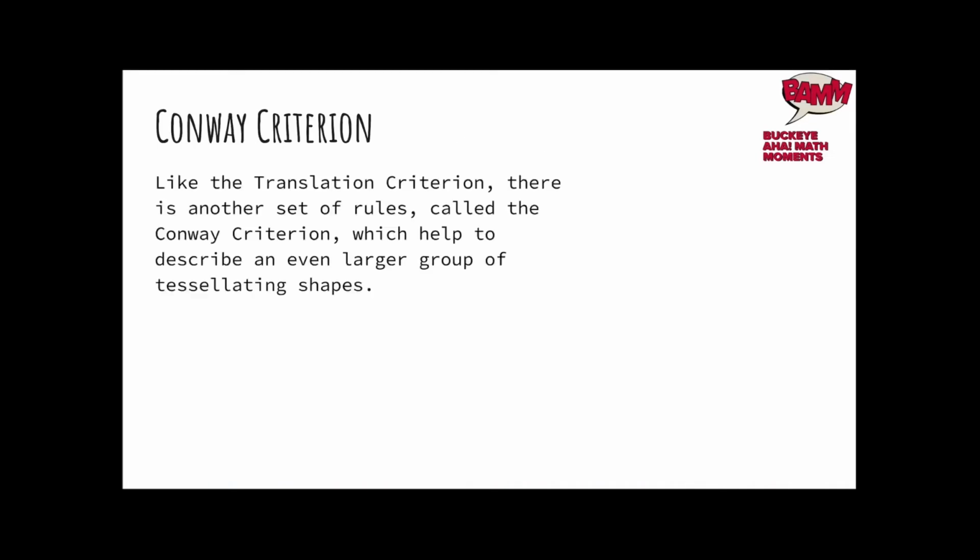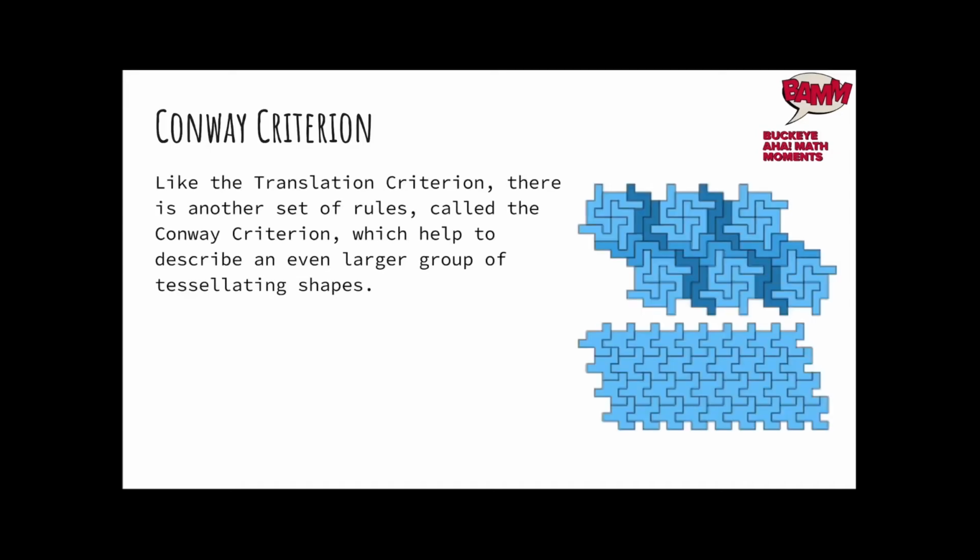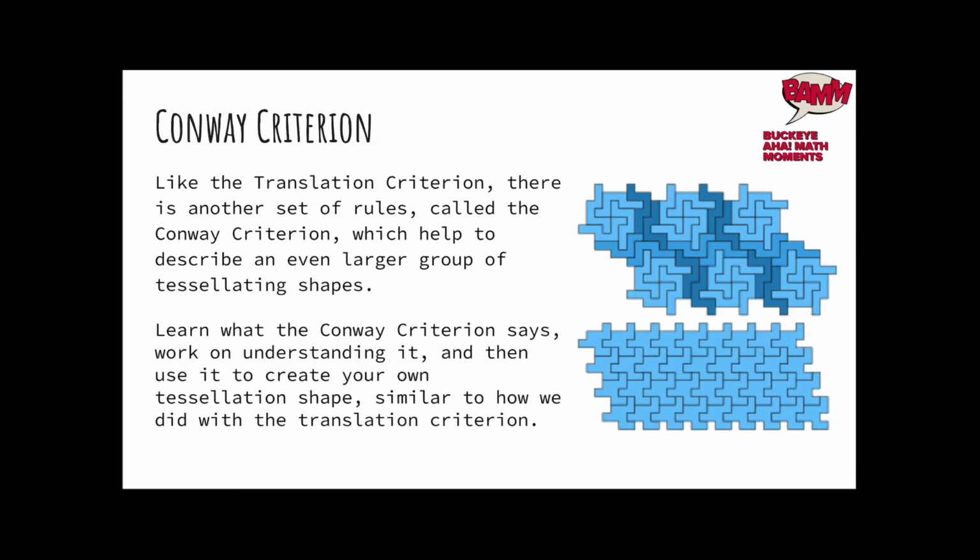You could also learn about the Conway criterion. So the Conway criterion is like the translation criterion. It's another set of rules which help to describe an even larger group of tessellating shapes. So you would learn what that criterion says and then use it to create your own tessellating shape, similar to how we did with the translation criterion.